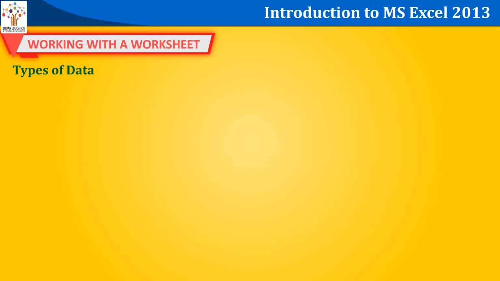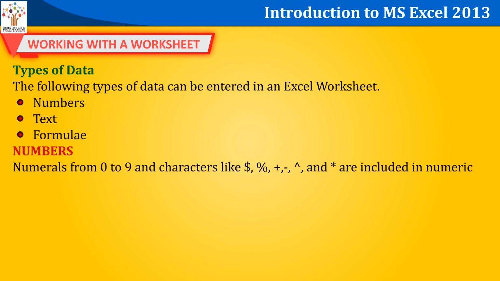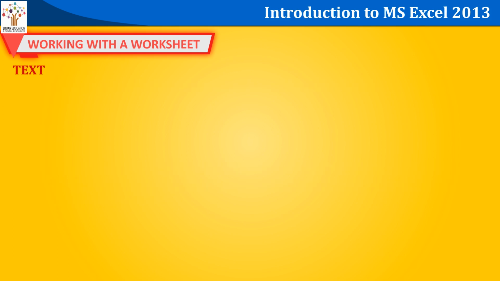Types of data. The following types of data can be entered in an Excel worksheet: numbers, text, formulae. Numbers. Numerals from 0 to 9 and characters like the dollar sign, percent sign, plus, minus, caret and asterisk are included in numeric data. This data is used in calculations. By default, numeric data is right-aligned in a cell. Examples: 778, 498.89.